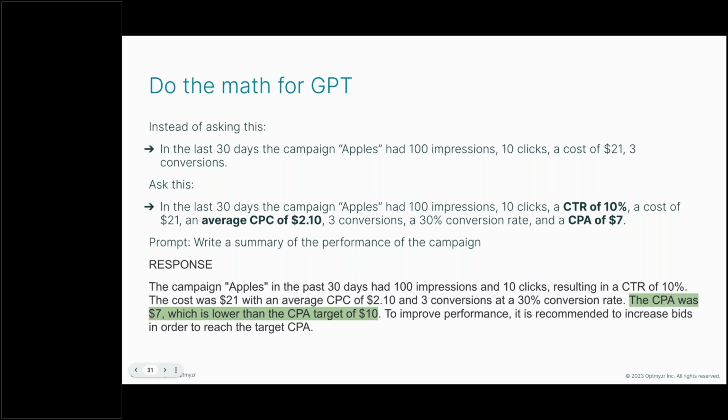And so when it comes to doing the math, instead of just saying, here you have a campaign called Apples and it had impressions, clicks, cost, and conversions, I'm actually doing some of the math for it. I'm saying, well, based on that data, the CTR was 10%, the CPA was $7, the average CPC was $2.10. And again, you might look at me and say, hey, Fred, that's really basic stuff. Why are you wasting your time doing this for GPT? Well, it's because if you don't, it's going to get it wrong. There was a super interesting study out of Stanford, and it looked at GPT-4 over the span of 3 months.